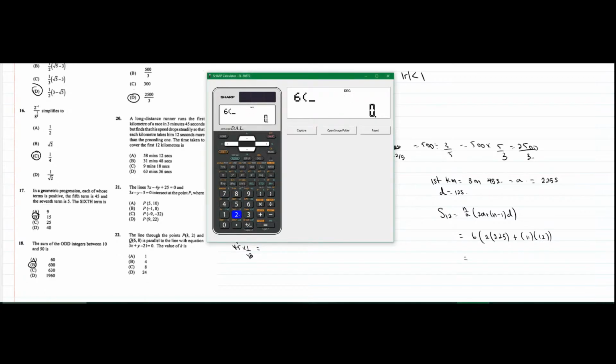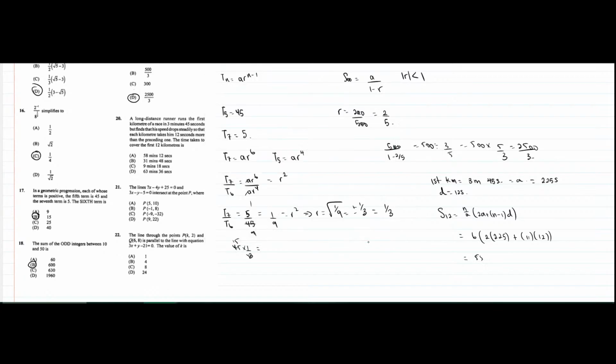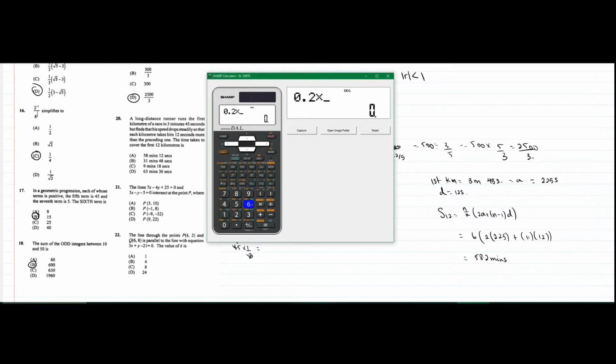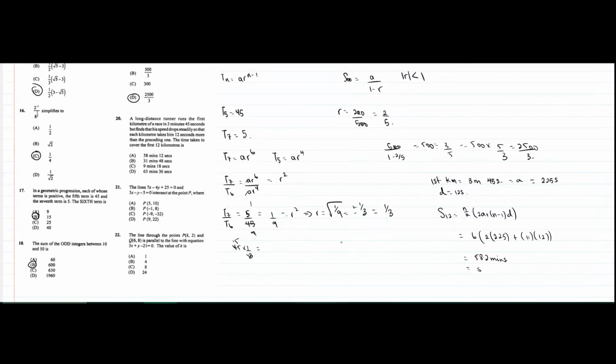6 into 2 into 225 plus 11 into 12 close bracket, 3492. I divided that by 60 to turn it to minutes: 58.2 minutes. And 0.2 of a minute is 0.2 by 60, right, 12 seconds. So there's 58 minutes, 12 seconds.